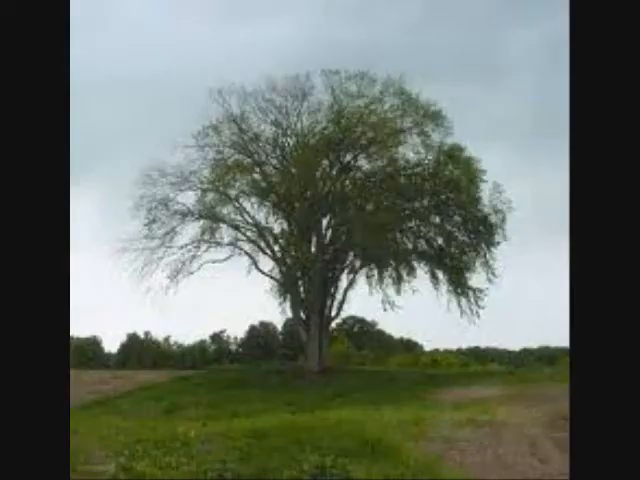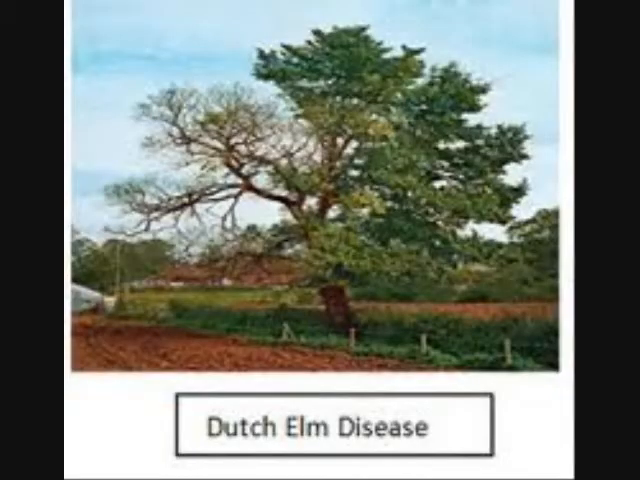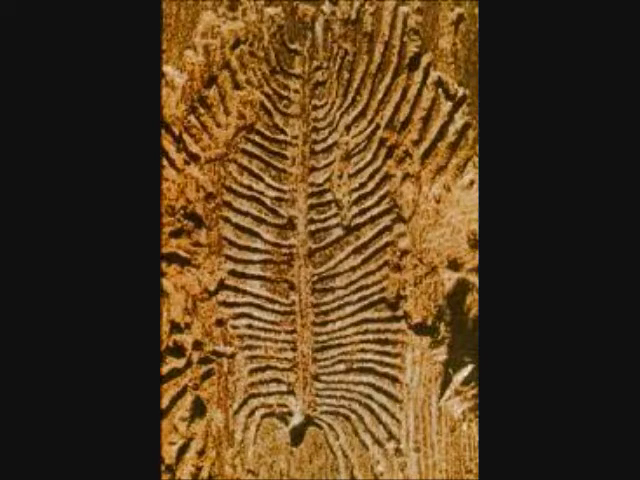None of these trees look normal. Do you want to know why? It's because of Dutch elm disease. This is a fatal fungus infection that occurs in the bark of the trees and significantly affects its health.